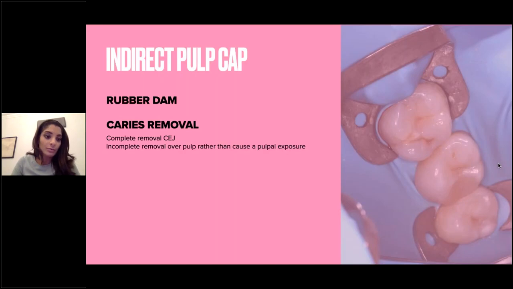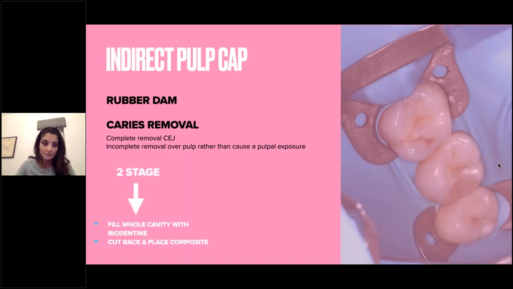Then we want to remove caries. So complete caries removal at the CEJ. And if you want to leave soft or firm dentine over the pulp, like we talked about, to prevent a pulpal exposure, then that's acceptable.